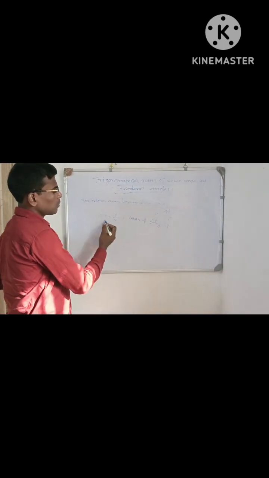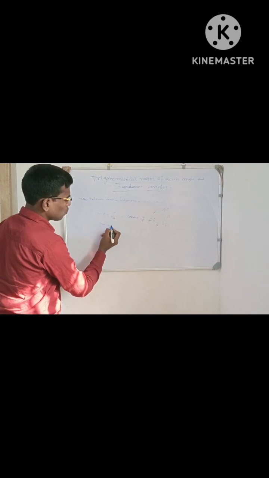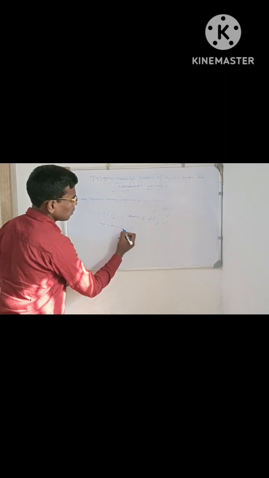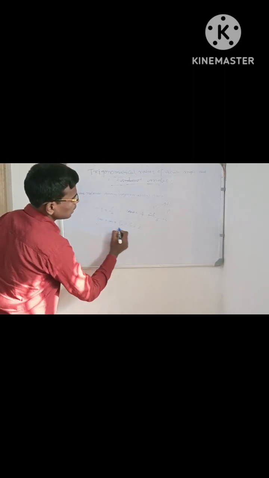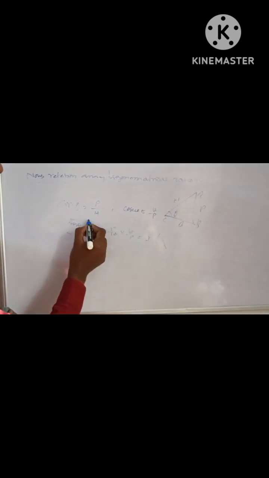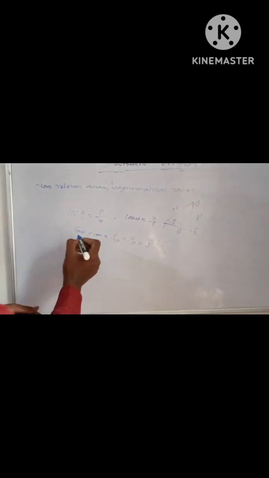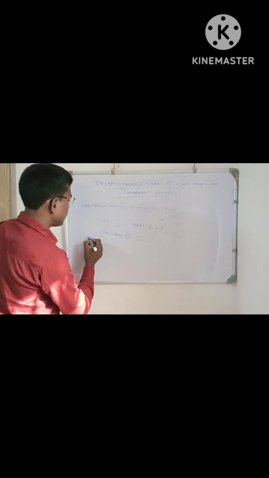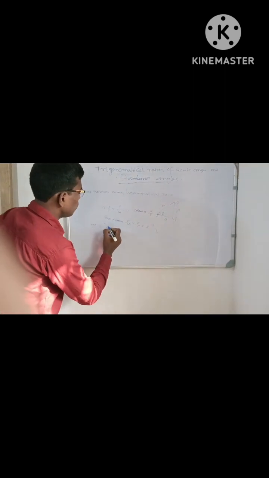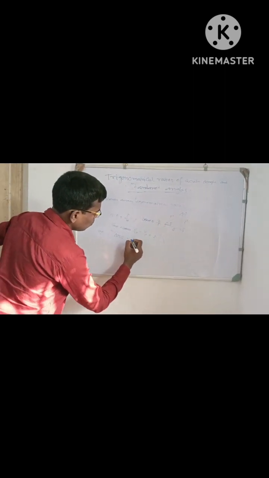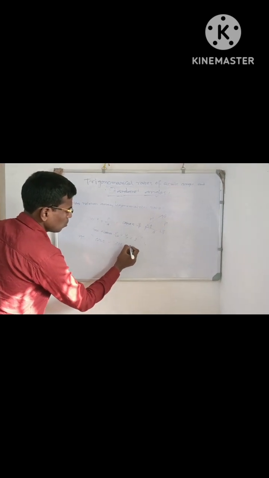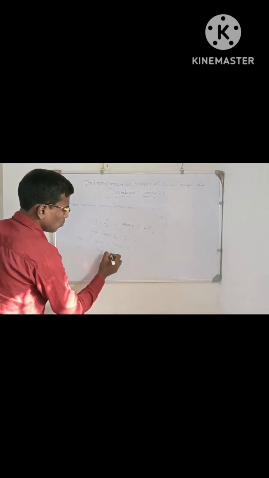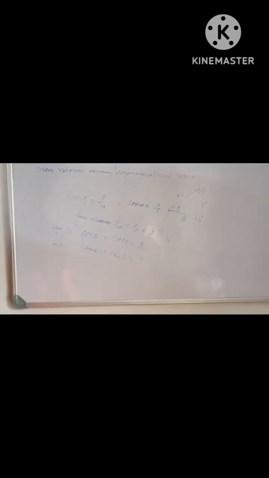If we multiply both of them, we get sin theta into cosec theta equals perpendicular by hypotenuse into hypotenuse by perpendicular, that is 1. This is a relation that should be remembered: sin theta into cosec theta equals 1. Similarly, we can prove cos theta into sec theta equals 1, and tan theta into cot theta equals 1.